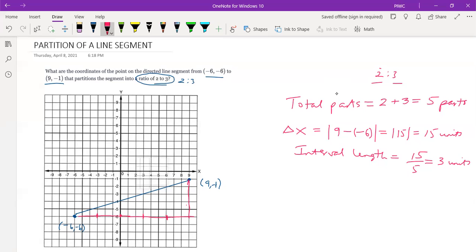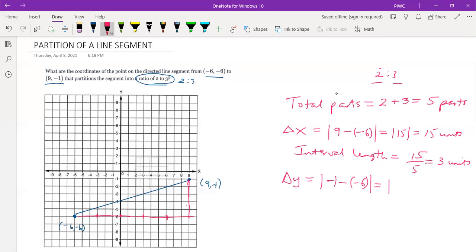Then we'll do the same thing to the distance between the 2 y points. So if you remember from the algebra approach, it's going to be y2, which now we have -1, minus your y1 here, which is -6.